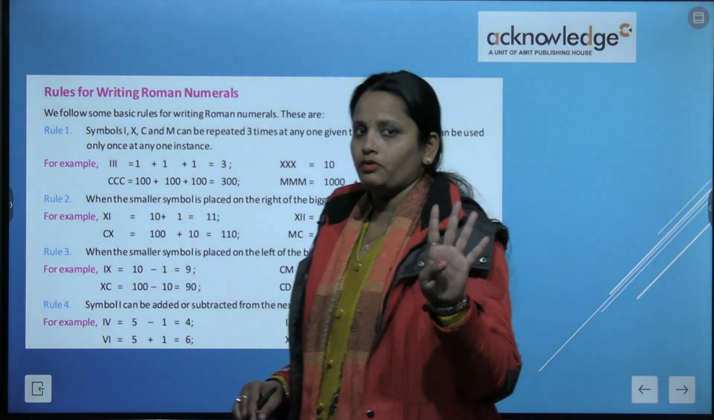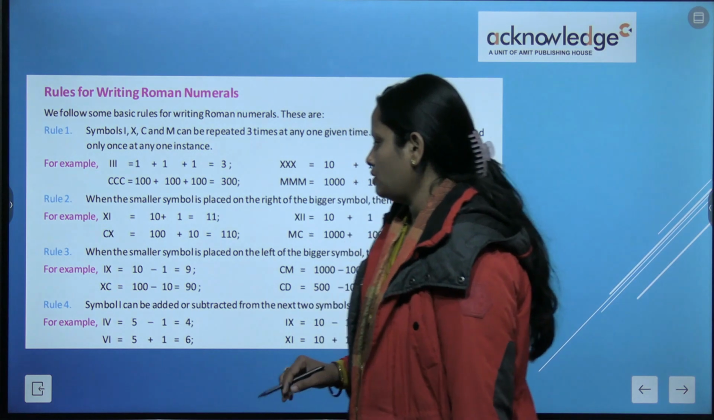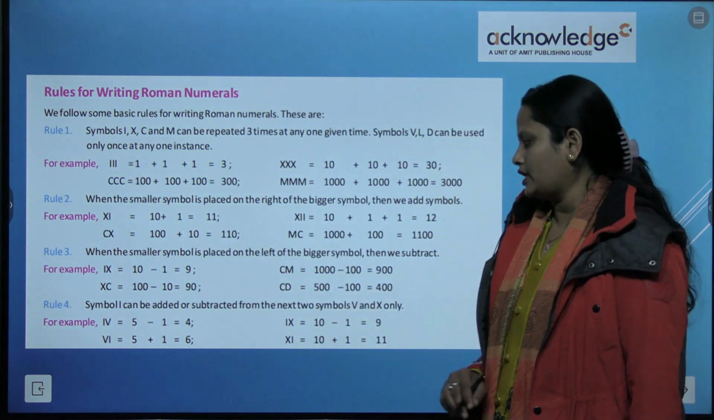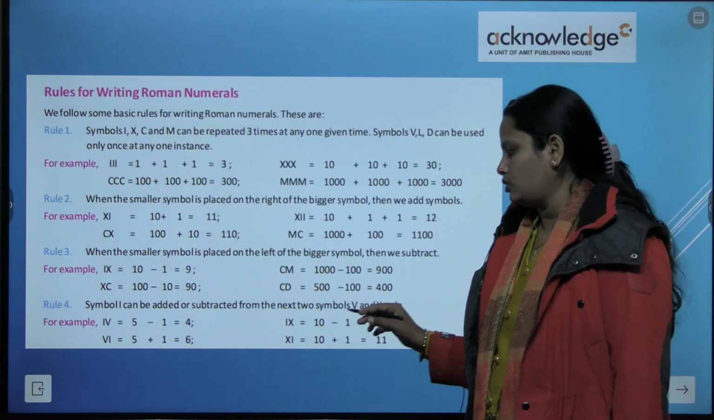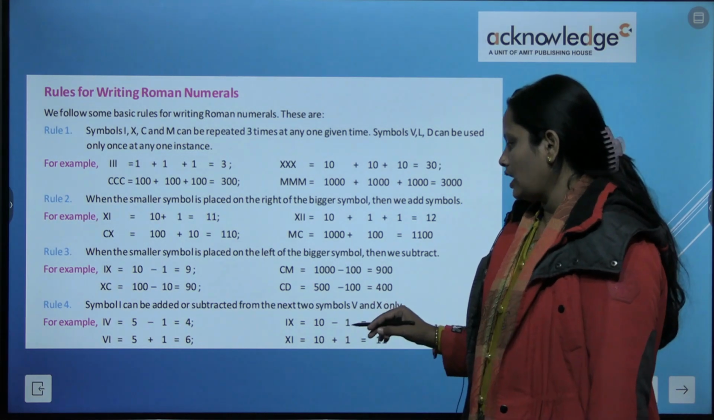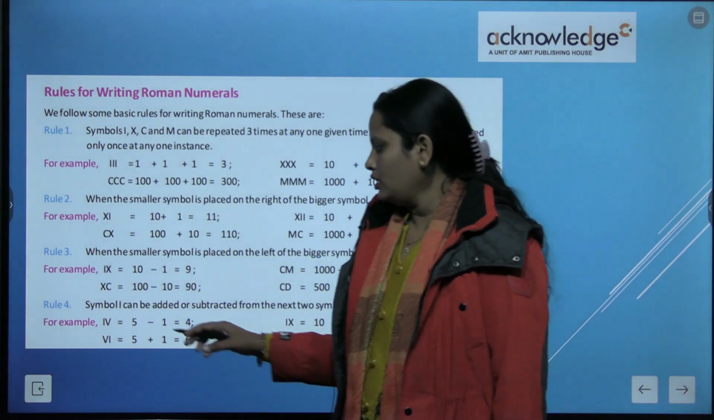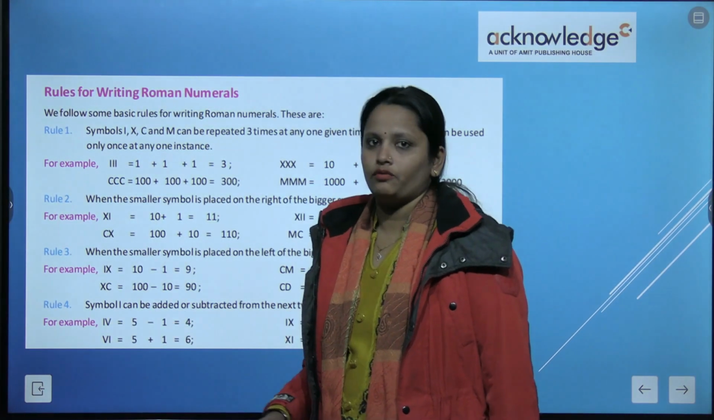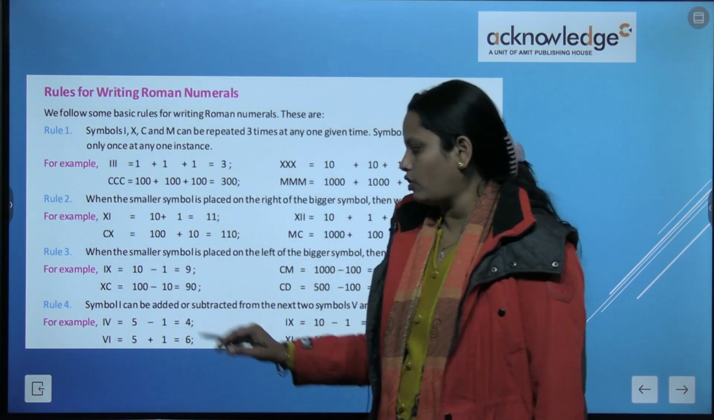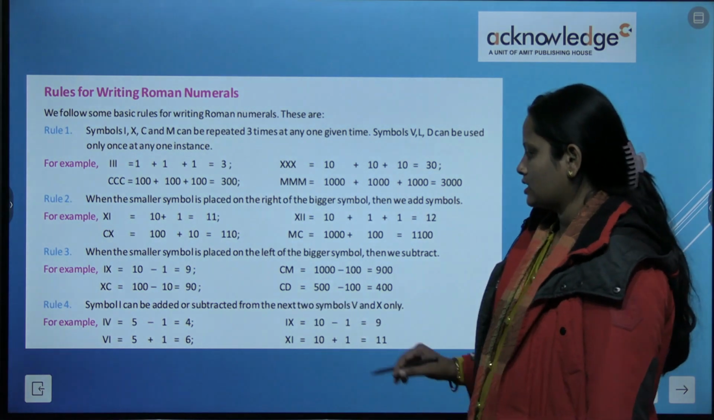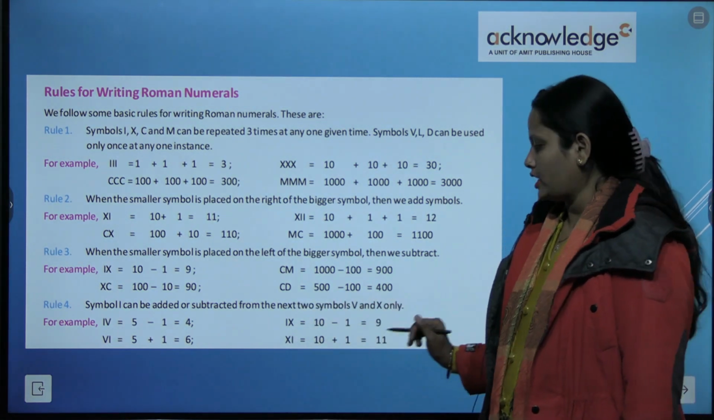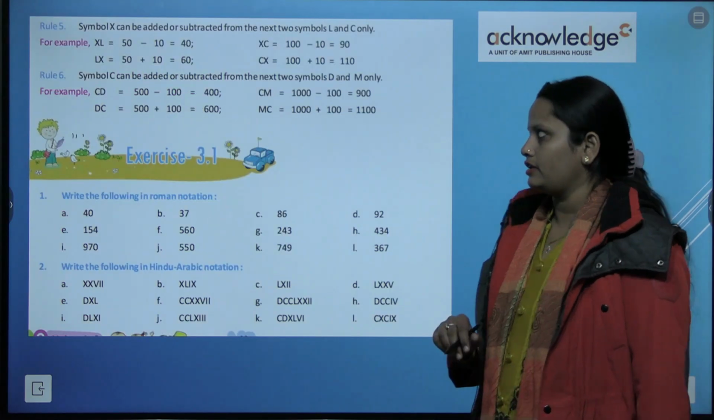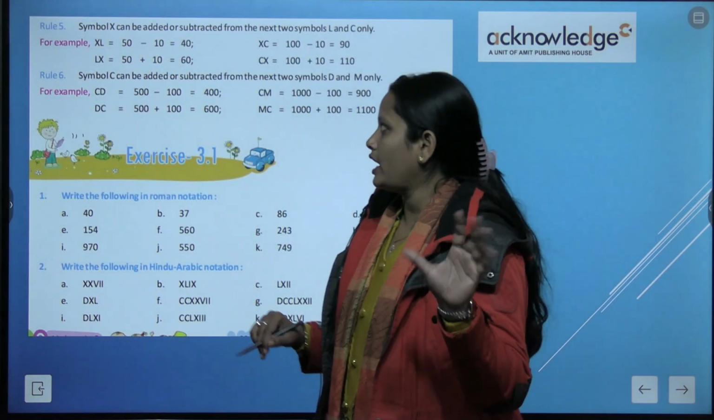Now rule number 4. Symbol I can be placed or subtracted from the next two symbols. I को जो हम प्लेस कर सकते हैं, सब्ट्रैक्ट कर सकते हैं 2 नंबर से, that is V and X only. So V में हमने 1 को माइनस किया तो बन गया 4 और V में 1 को प्लस किया तो बन गया 6. सिमिलरली X में 1 को माइनस किया तो बन गया 9 और 1 को प्लस किया तो बन गया 11.